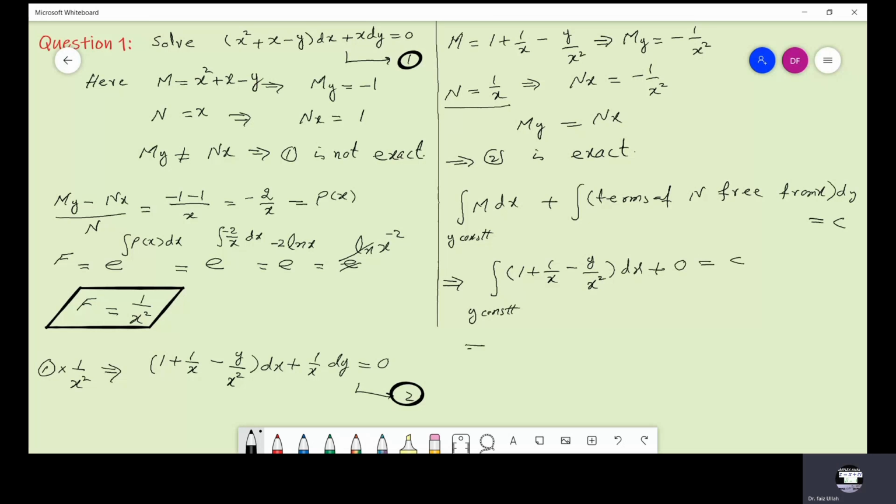Now let us integrate this with respect to x. So we have x plus ln x minus, now y will be considered as a constant, so if I integrate 1 over x square, I will get y over x, is equal to c. And that is the required solution for this problem.